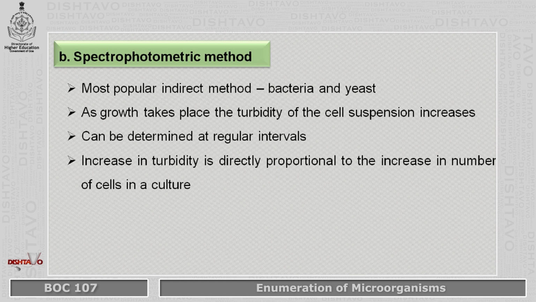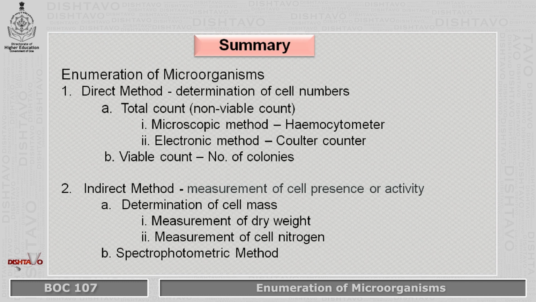The next one is the spectrophotometric method. Now this is the most popular indirect method to measure the bacterial and yeast cell count. As the growth takes place, the turbidity of the cell suspension increases in the culture medium. Now, this turbidity can be determined at regular intervals. The increase in turbidity is directly proportional to the increase in number of cells in the culture.